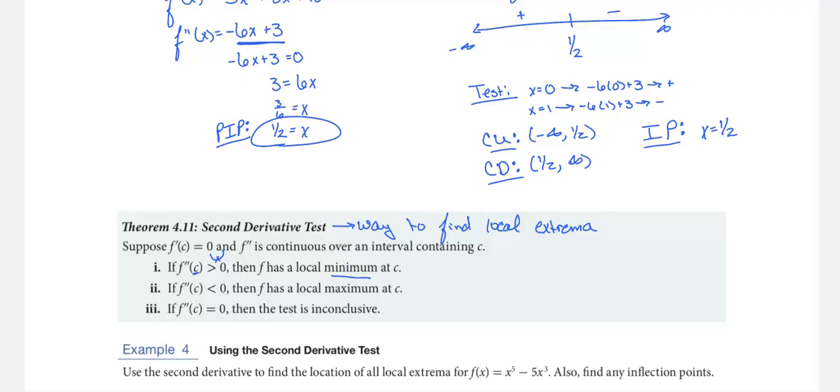minimum. Whereas if that second derivative is negative, then we are concave down. And if we're concave down at that critical number, then we have to have a maximum. If, however, we get 0 for that second derivative, then the test is not going to be conclusive. And what that means is we have to resort back to the first derivative test.